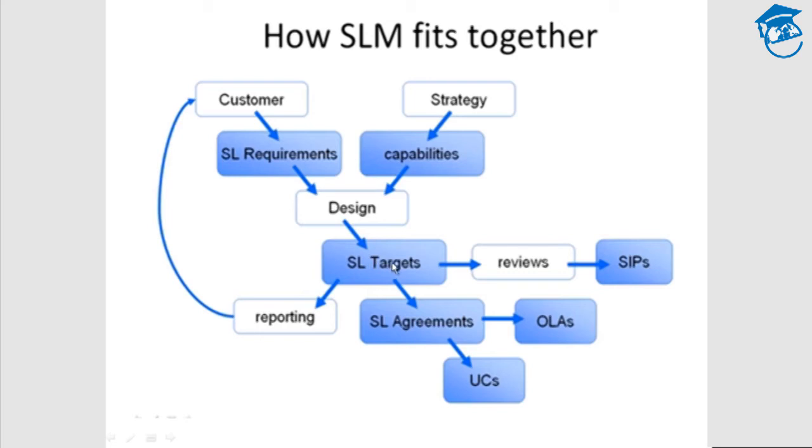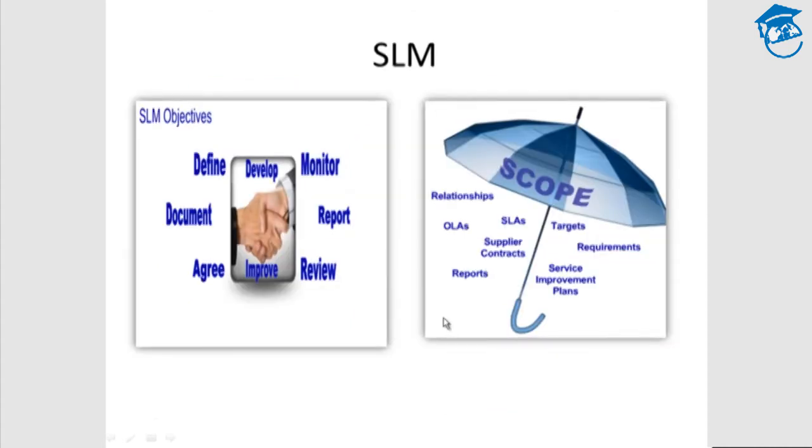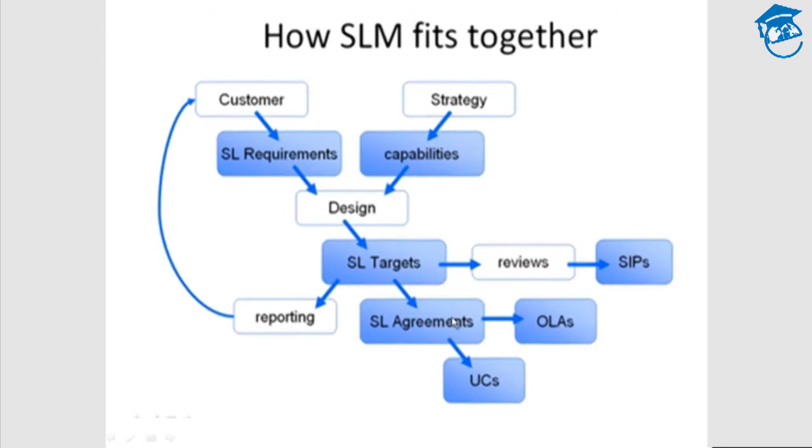Now service level targets are reviewed or monitored on a monthly basis, or it may depend on how those are monitored: on a daily basis, monthly, or maybe on a yearly basis. And according to the reviews, the SIP, service improvement plan, is implemented if required. Now we know what the service level targets are. On the other hand, we have the service level agreements, where the service level targets are defined.